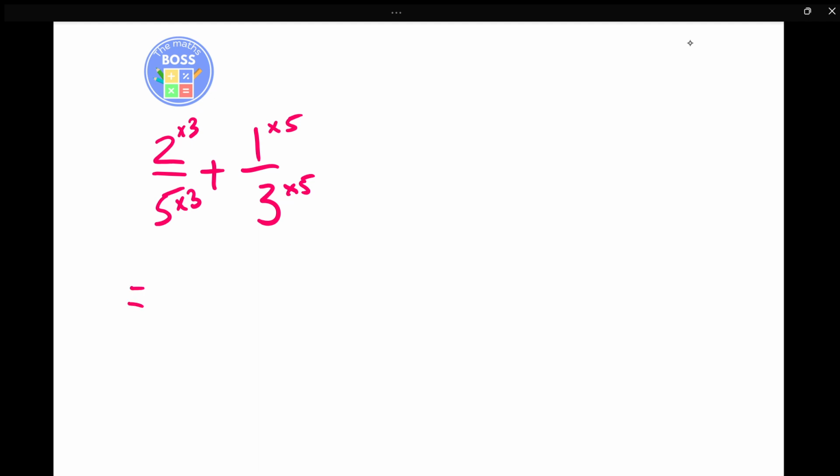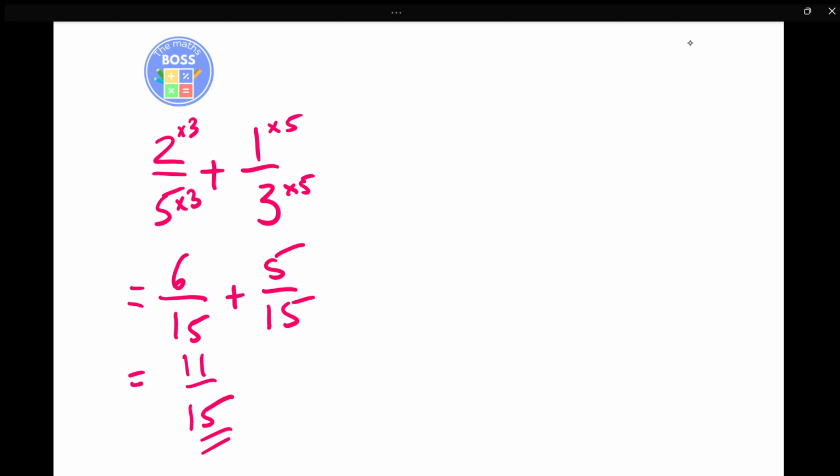Our new numbers: 2 times 3 is 6, 5 times 3 is 15. On this side, 1 times 5 is 5 and 3 times 5 is 15. And then add the numerators together and we have 11 over 15. As you can see, we've got the same answer, but using the method of making the denominators the same by multiplying one side by the other denominator and the other side by the first denominator. And we have an answer of 11 over 15 again.